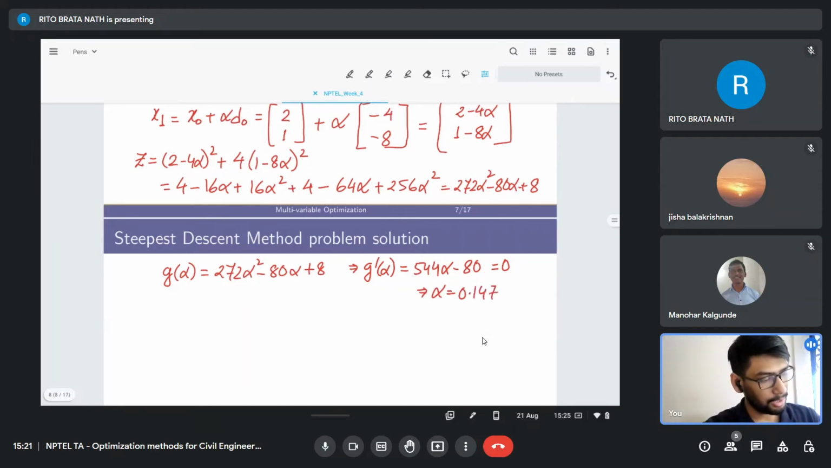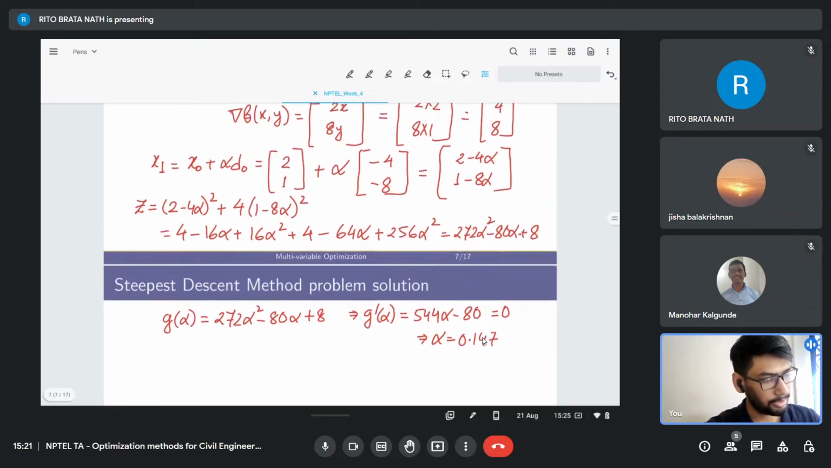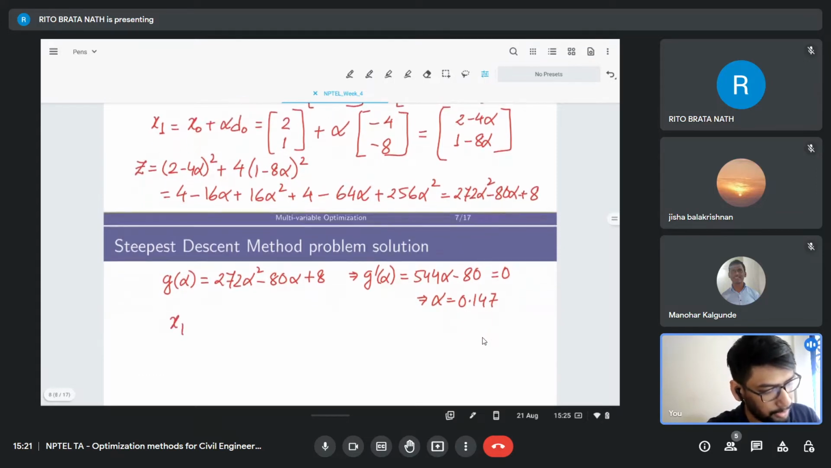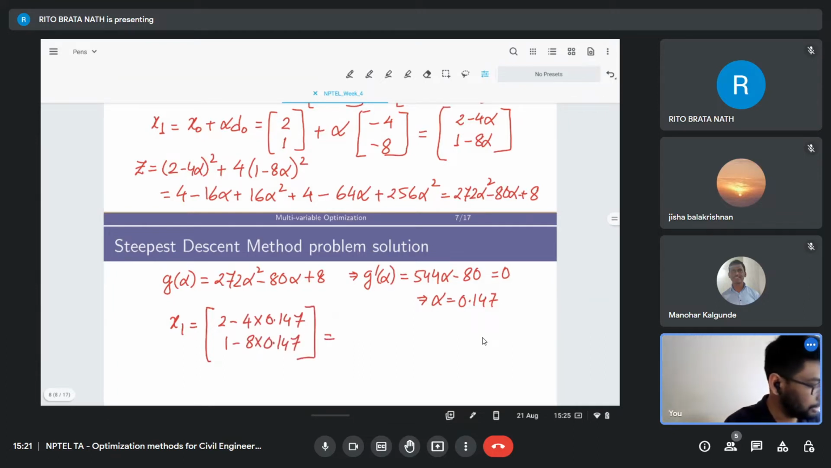So this is 0.147. If you plug this alpha value in here, you will get your first update of x1. So x1 is 2 minus 4 alpha and then 1 minus 8 alpha. Your first update values will be 2 minus 4 alpha, that's 1.412, and the second term will be minus 0.176.